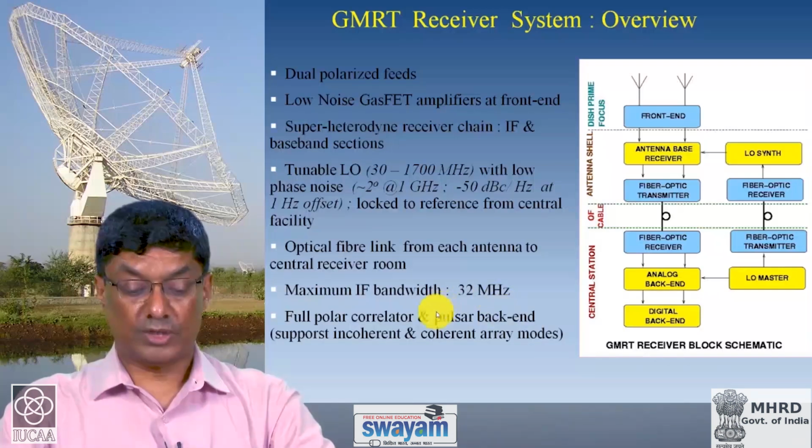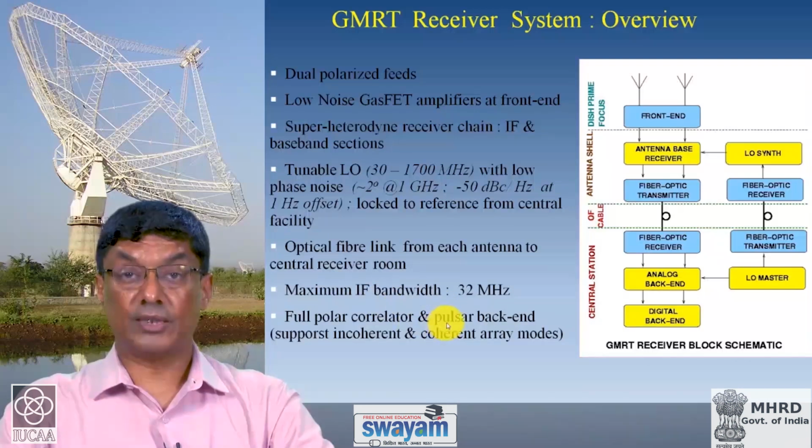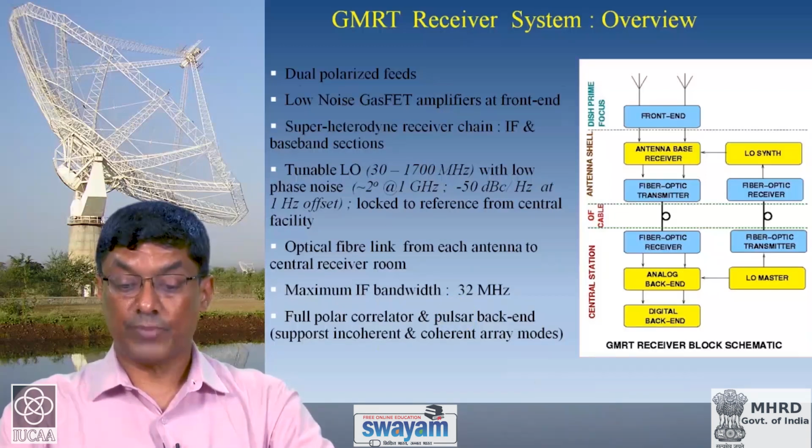And it can also process signals for observing pulsars, which are compact radio sources, which require a slightly different signal processing than is needed for making the images of larger objects such as nebulae and galaxies.